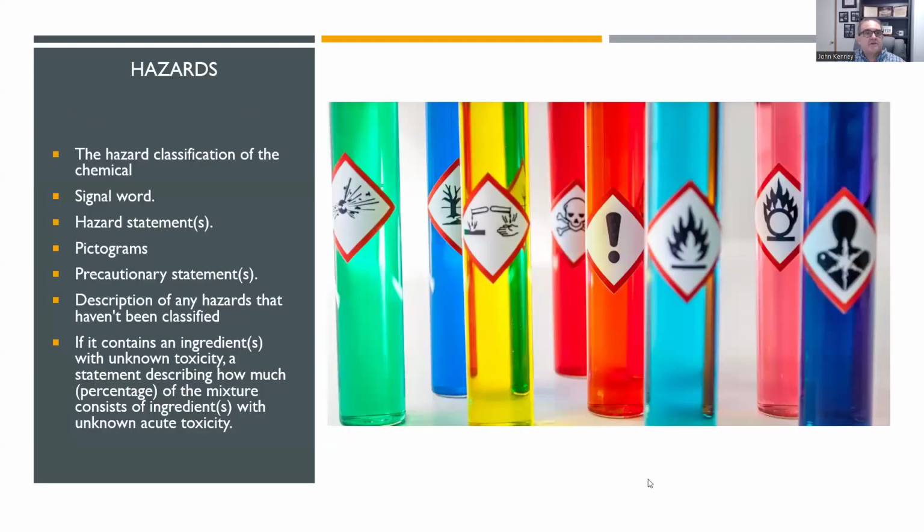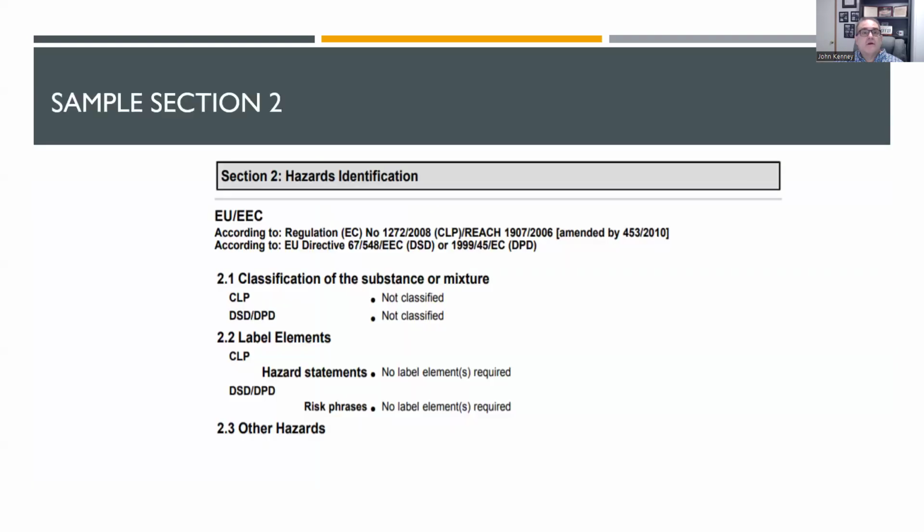Hazards: hazard classifications of the chemical, signal word, hazard statements, pictograms, precautionary statements, and description of the hazards that have been classified. If it contains an ingredient or ingredients with unknown toxicity, a statement describing what percentage of the mixture consists of those ingredients with an unknown acute toxicity. So sometimes you'll see where they don't have the exact figure, but they'll tell you what that is.